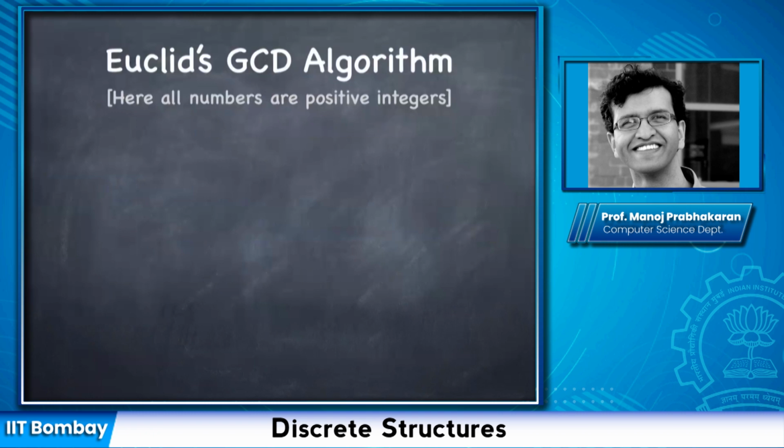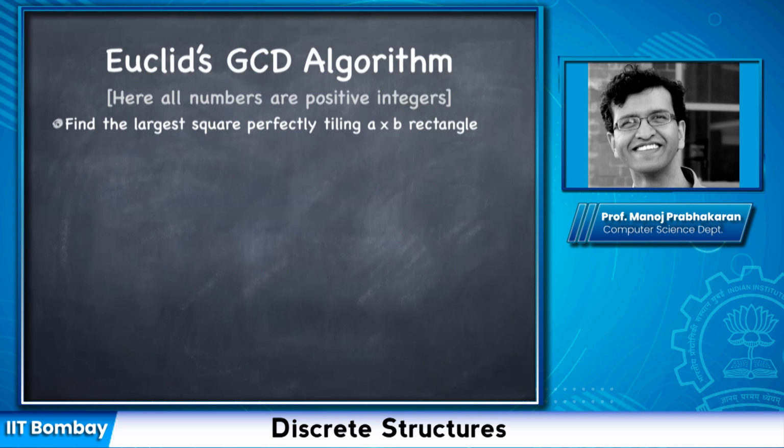Okay, so this is what we are going to use to give an algorithm for finding GCD of two numbers. So we're going to work with positive integers here. So the goal, I'll just describe it pictorially rather than write down the algorithm, which you can find in the textbook.